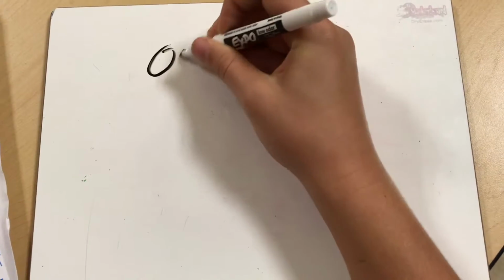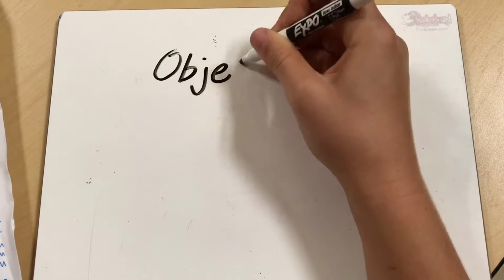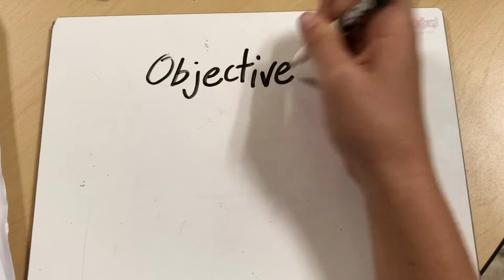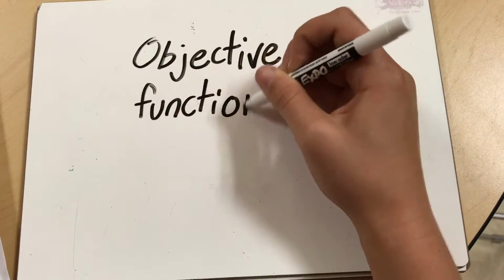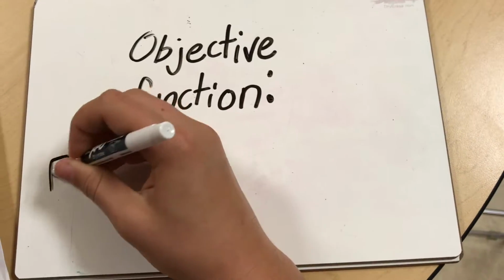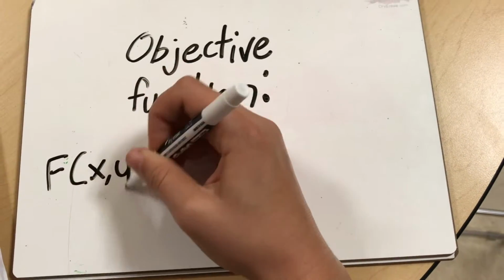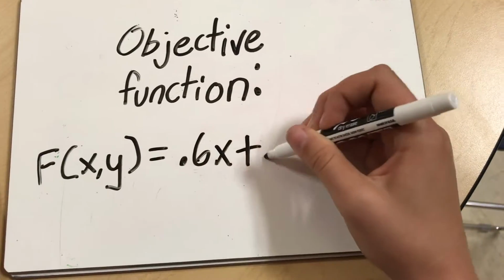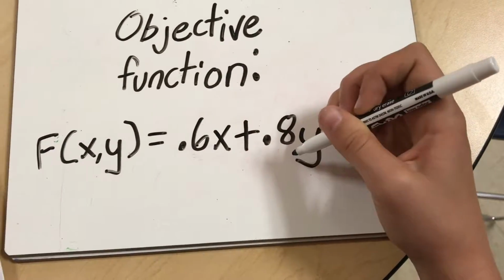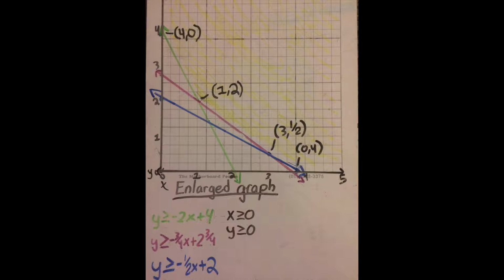So in this situation, the objective function is just an equation to show how much Miss Everdeen's vitamins are going to cost in total. Brand X costs 60 cents per pill and brand Y costs 80 cents per pill. So the total cost is going to be 0.6x plus 0.8y. This is the objective function. Here is our enlarged graph so that you can see the corner points better. The corner points are the points that we are going to plug into our objective function to find the cheapest way for Miss Everdeen to get her daily need.